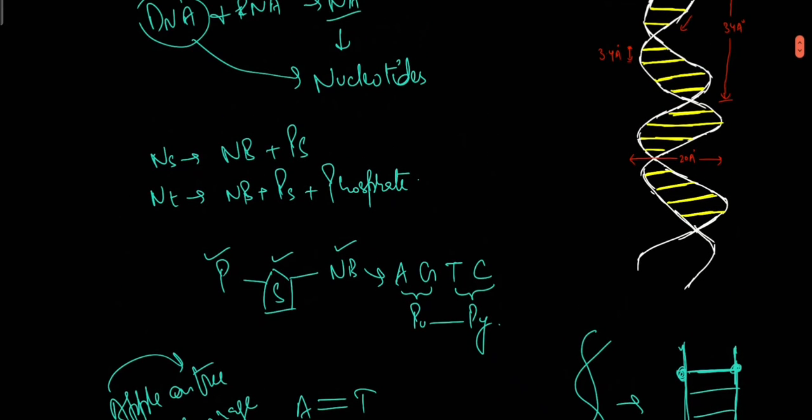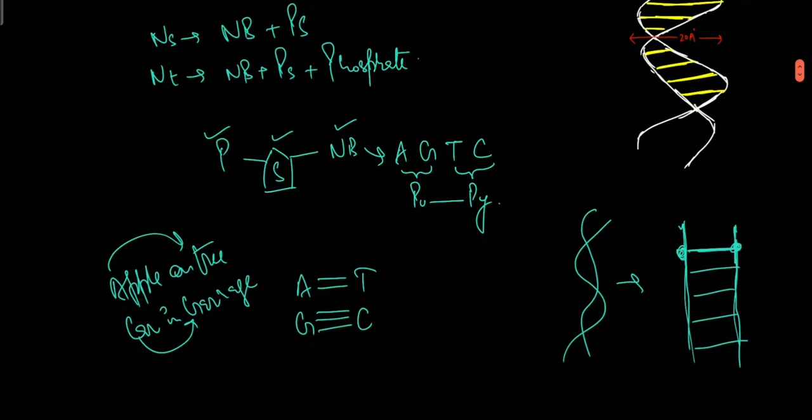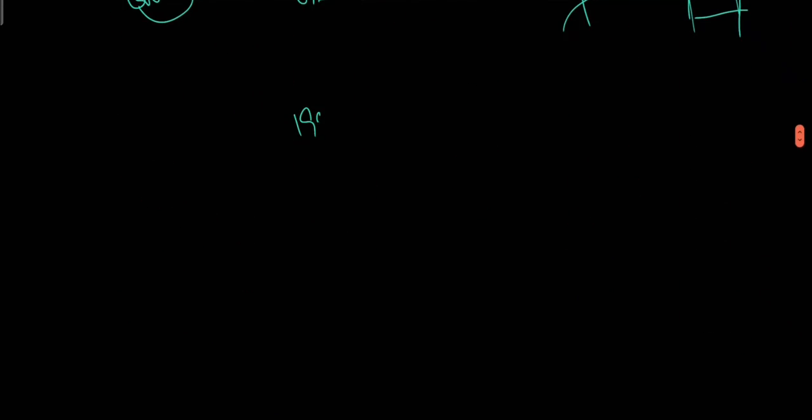Alright, so this was something basic that you had to know about DNA, and this model was given by Watson and Crick. They gave their double helical model in 1953. In 1962 they were awarded the Nobel Prize for this model. But one thing you have to know is that Watson and Crick's structure and research were based on an earlier model. They modified the earlier model that was given by Wilkins and Franklin.